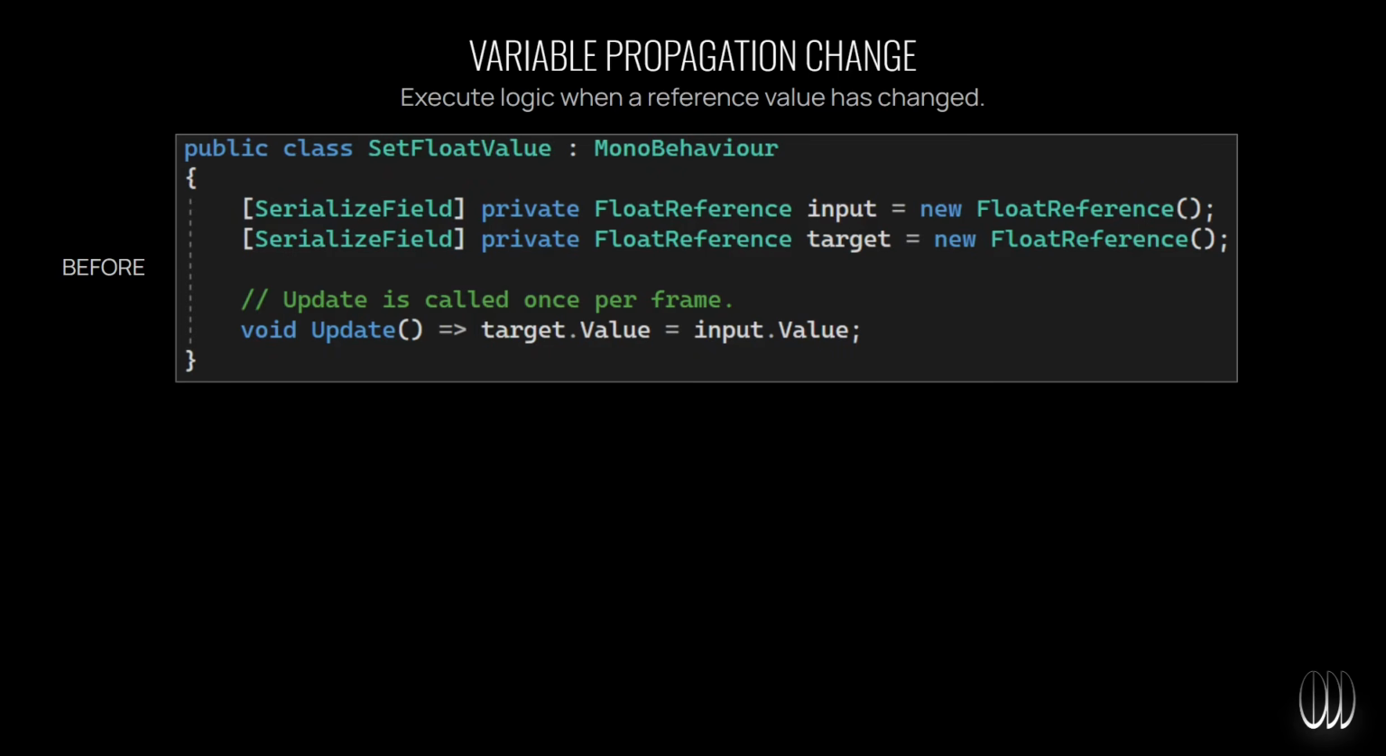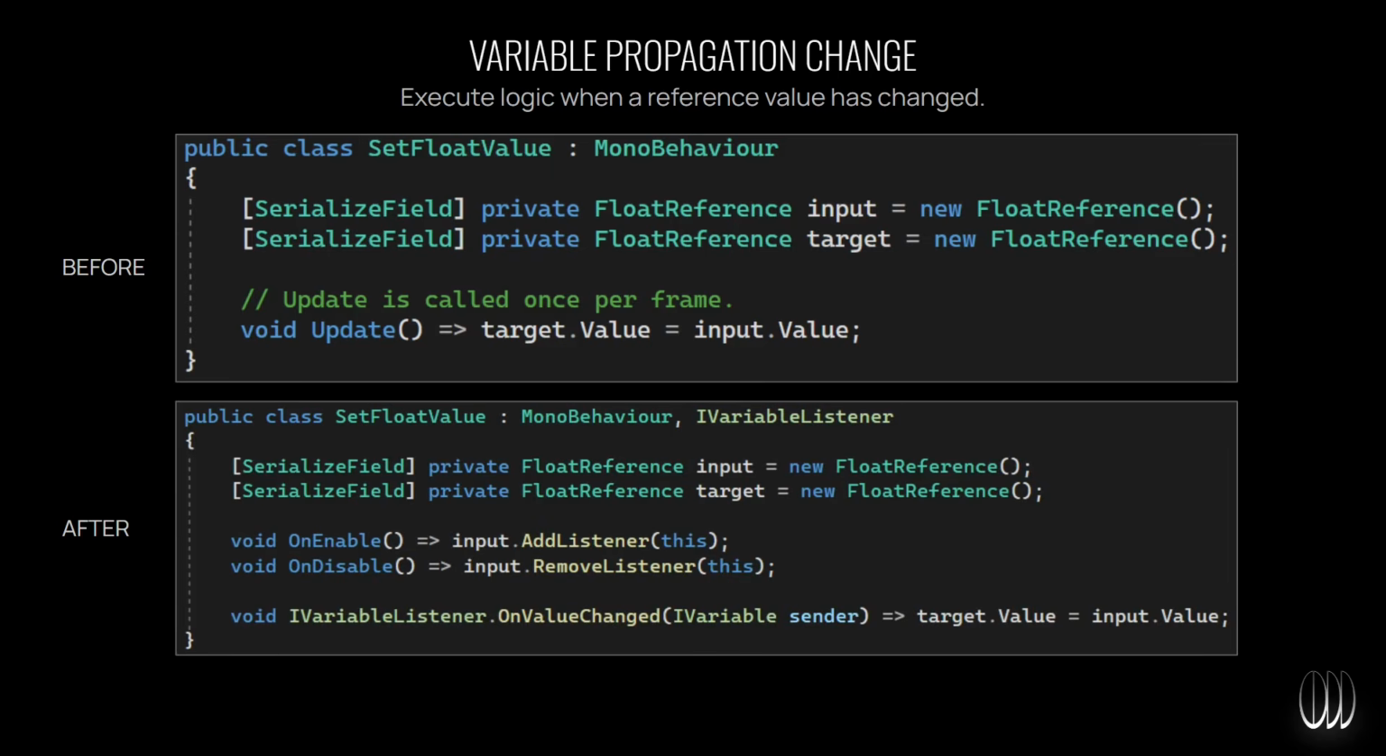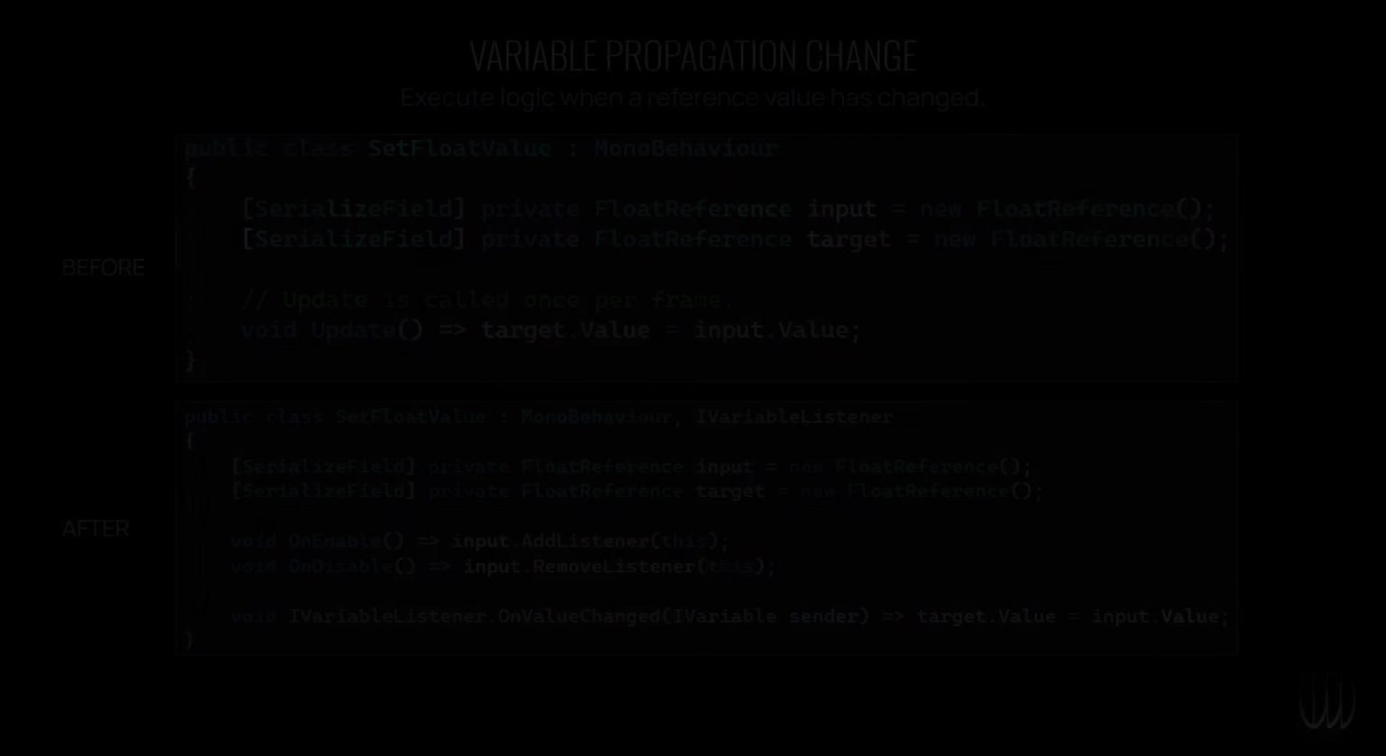If we look back at our script example, we can modify it a bit, so the logic is executed not every frame, but only when the input value has changed. It can also simplify the code, avoiding manually comparing the previous value with the current value to detect changes. And it's also useful in terms of optimization, to avoid executing code each frame when it's not needed.